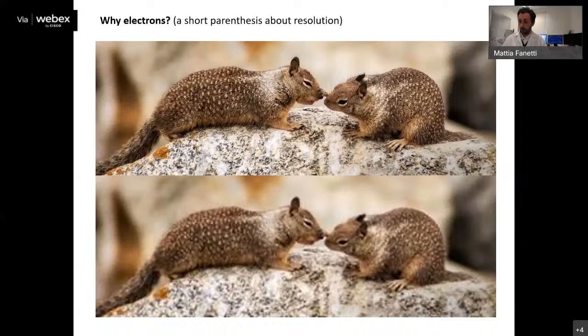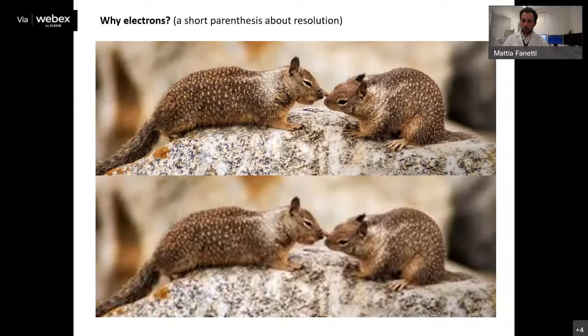The second very important reason for which electrons are very useful is the achievable resolution. To explain this concept, I show you these two pictures, and I ask you, what is the difference between these two pictures? The difference is exactly the resolution. And what is the resolution? The resolution is defined as the capability to distinguish between two different features in an image.